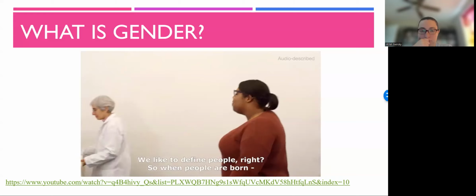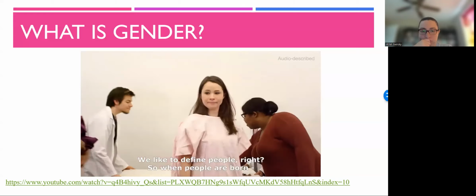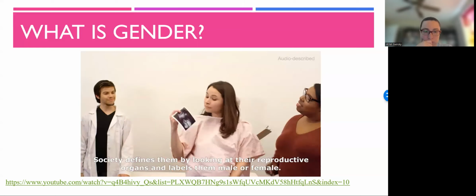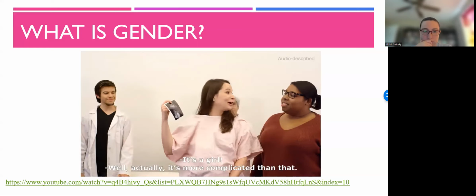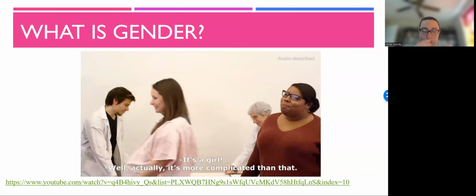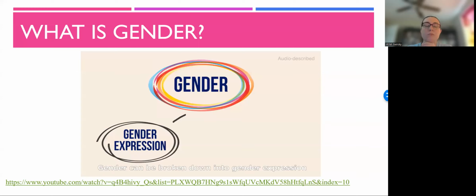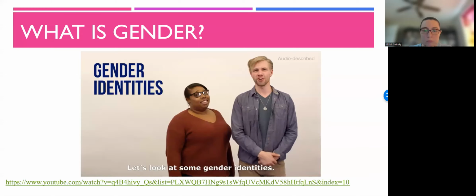We like to define people, right? So when people are born, society defines them by looking at their reproductive organs and labels them male or female. It's a girl! Well, actually, it's more complicated than that. Gender can be broken down into gender expression or gender identity. Let's look at some gender identities.